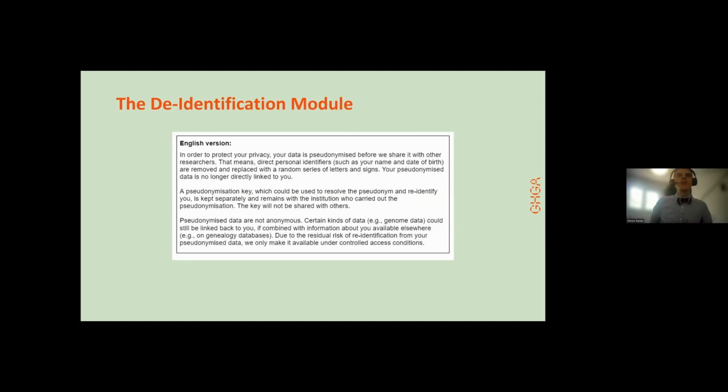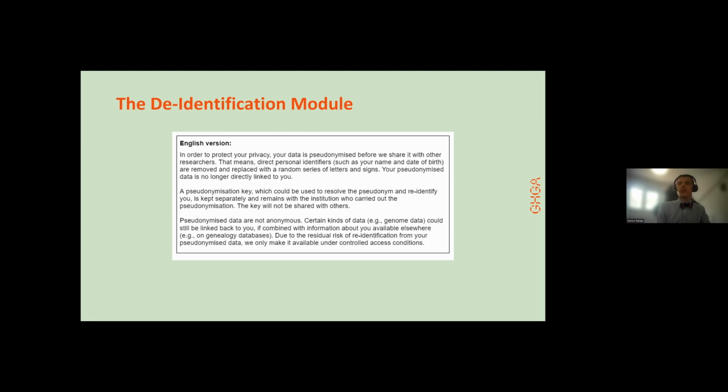One of the terms that we mentioned within the module was around pseudonymized data. And it's really important, therefore, if you're going to use terms which may not be widely known or widely understood, to actually explain what they are within the consent form as well. And so this is what we came up with for de-identification, and that's in order to protect your privacy, your data is pseudonymized before we share it with other researchers.